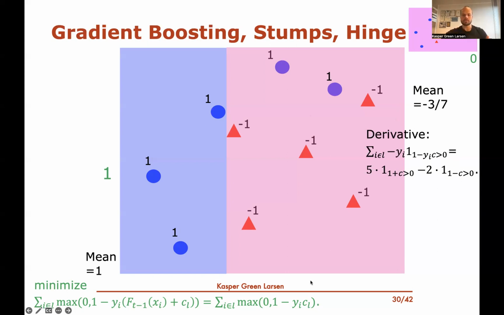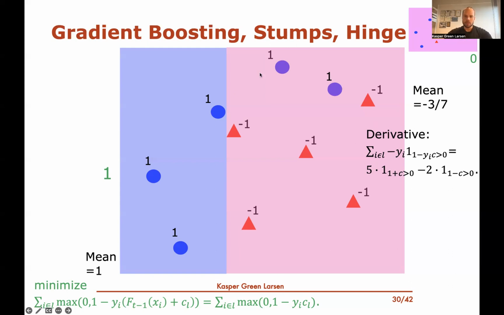So at least one way to try and minimize it is, again, to compute the derivative and to try and understand how does this behave as a function of c. Right, so again, the derivative of this max of 0, 1 minus yi times cl with respect to cl is just this expression: you sum over all the elements in the leaf, it's minus yi. This is what you get from the derivative of the inner function, and then you get the indicator function for whether 1 minus yi c is greater than 0.